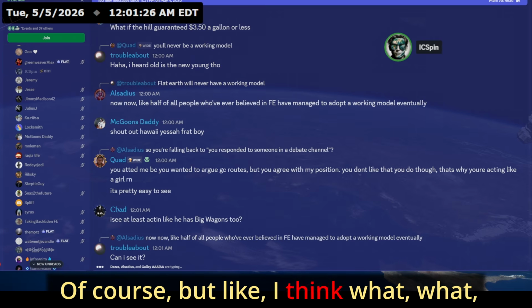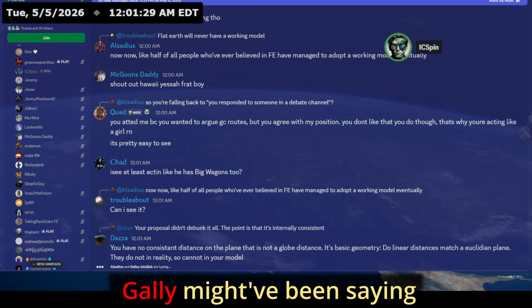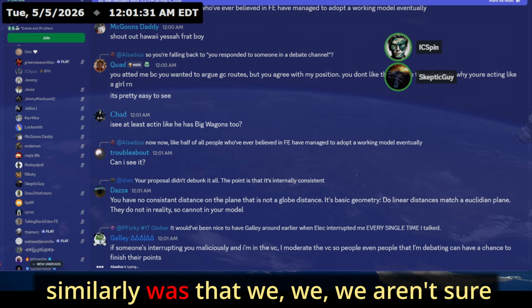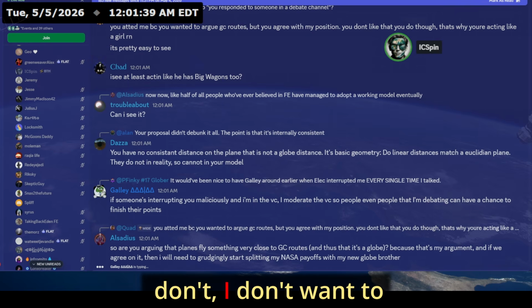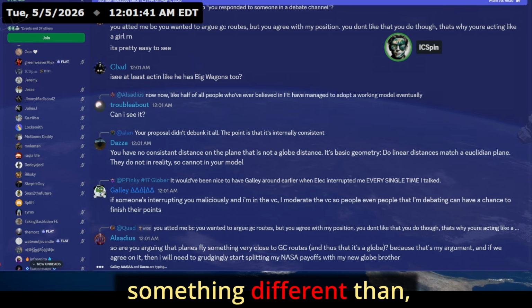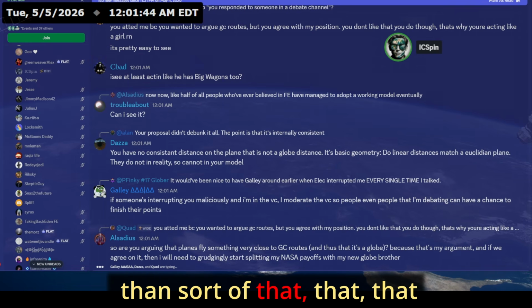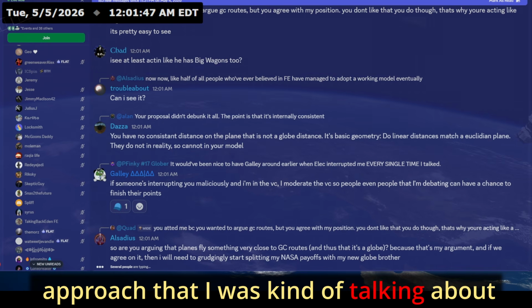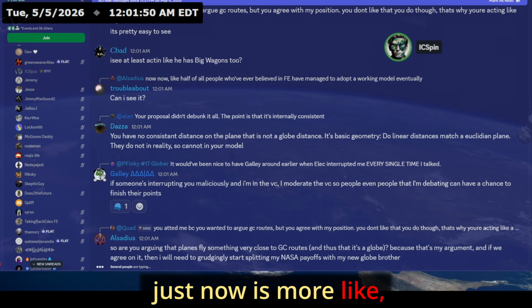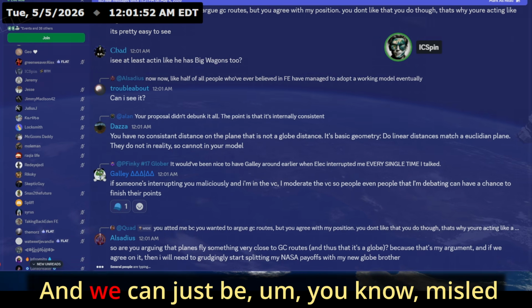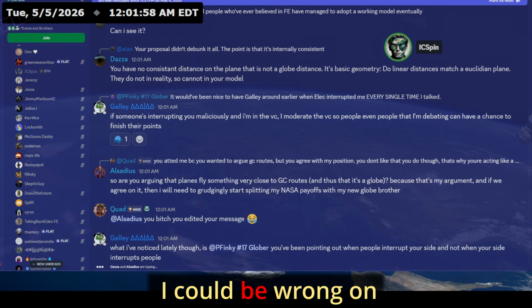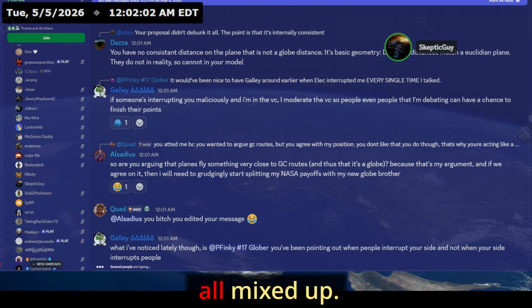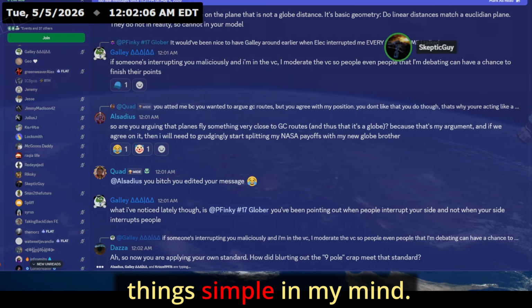Of course. But I think what Gio and Gally might have been saying similarly was that we aren't sure if we're... I don't want to straw man it, but it seemed to be something different than the approach I was talking about just now. It was more like we don't know exactly where we are, and we can just be misled, or something to that degree. I could be wrong on that, but I'll be honest, I get all mixed up. I just want to keep things simple in my mind.